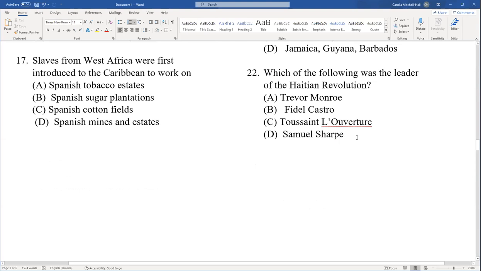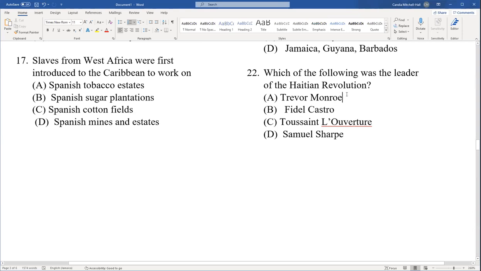What's the answer? Fidel Castro. Haitian Revolution. Sir, oh sorry, Toussaint. One person. Which one is it? I don't know. C, Toussaint Louverture. You never did history. Sir, in grade 9, we didn't do the Haitian Revolution, I think. Grade 9, all right. So Toussaint Louverture is Haiti. Fidel Castro is for which country? Cuba. Cuba, very good. Trevor Monroe.